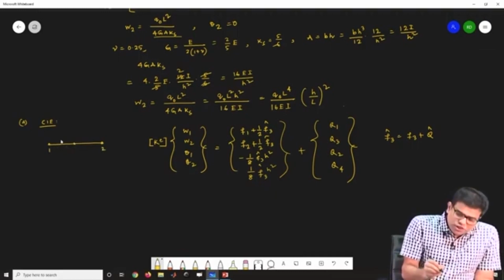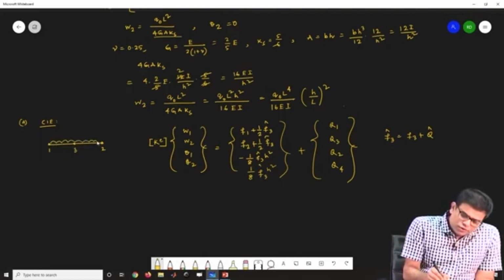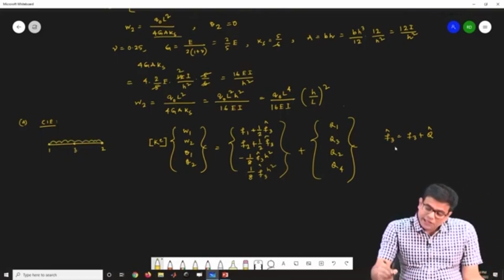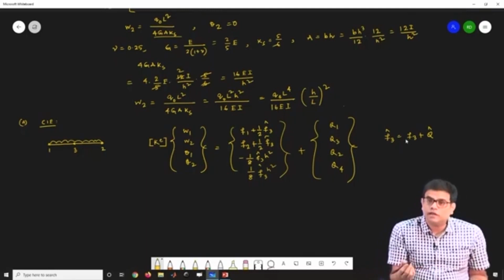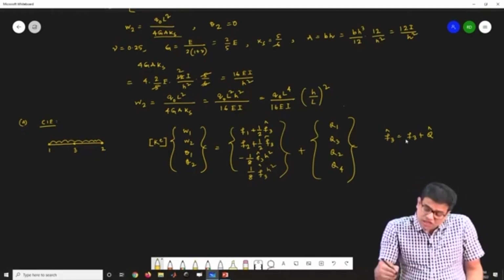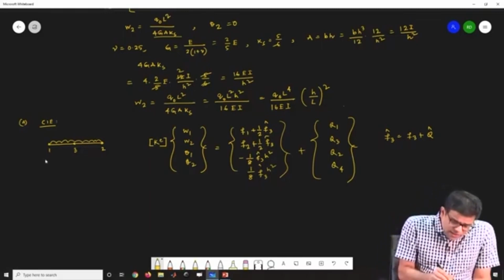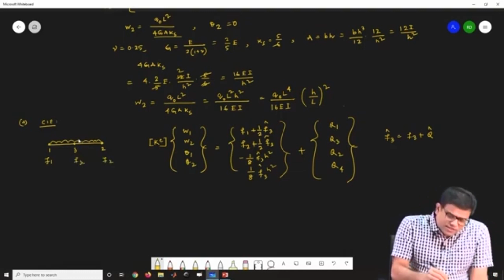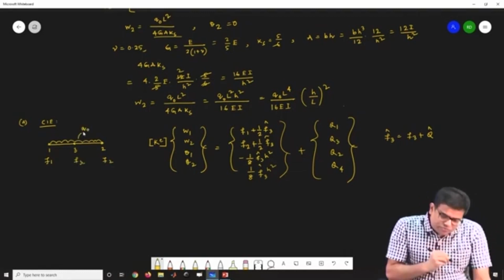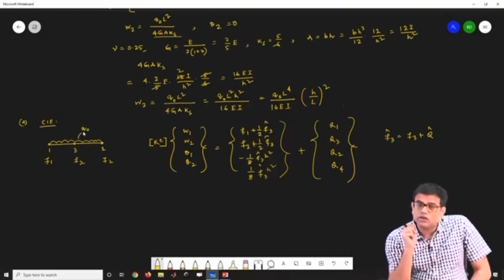So now this UDL I have to distribute over this, so 3. Now this f3 hat is essentially f3. How can I find out? Because this is f1 essentially, and this is f2 and this is f3. Now if this is a quadratic, this is a constant loading.